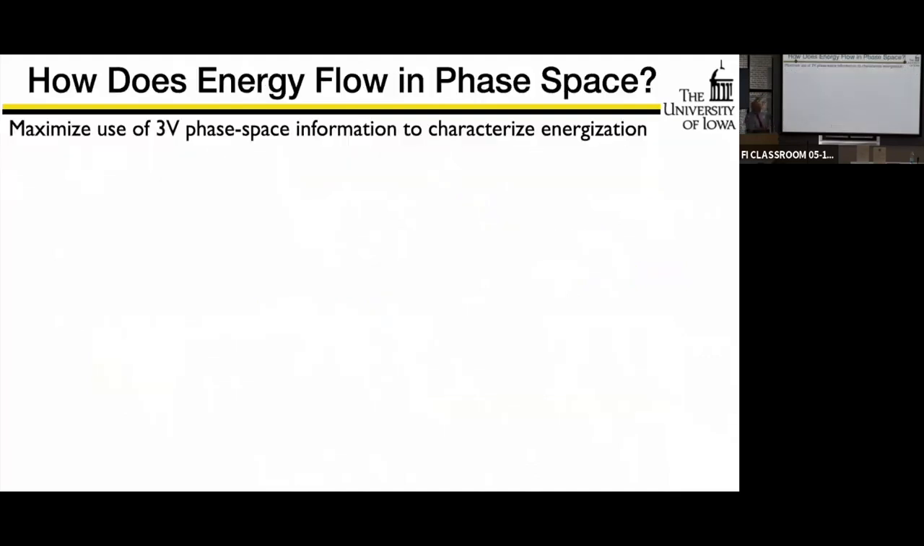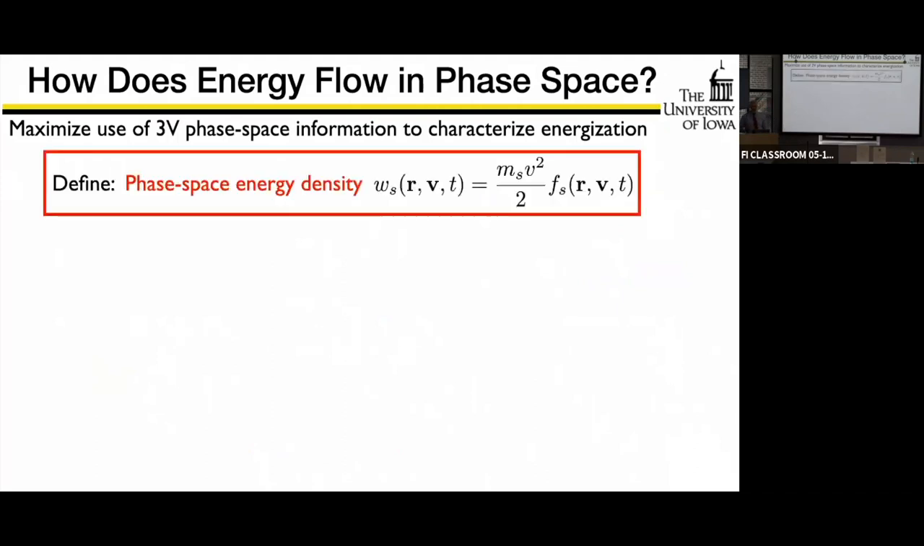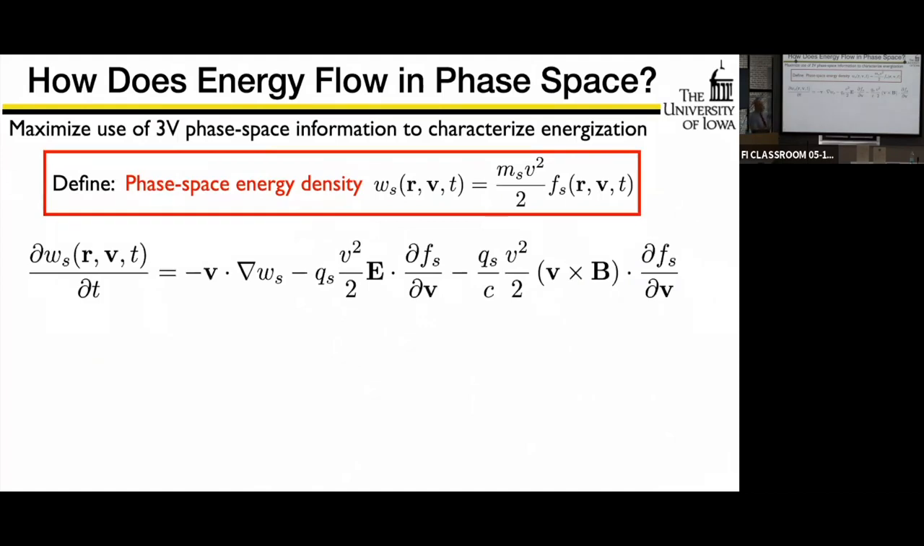So in order to maximize our use of the information that you can measure, what we do is we define something new. It's called a phase space energy density. It's just 1/2 mv squared times the distribution function. So this is an energy density that's a function of that 6-dimensional phase space, and something that you're probably not familiar with. And so if I take the Vlasov equation and I multiply it by 1/2 mv squared, I get an equation for the rate of change of this phase space energy density.